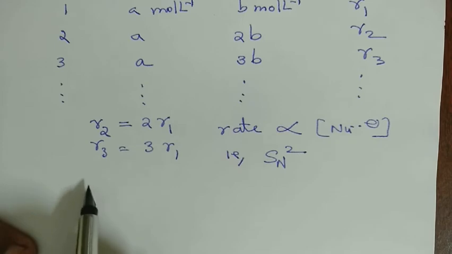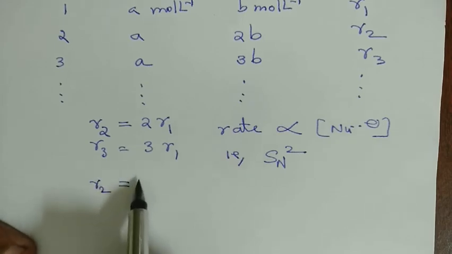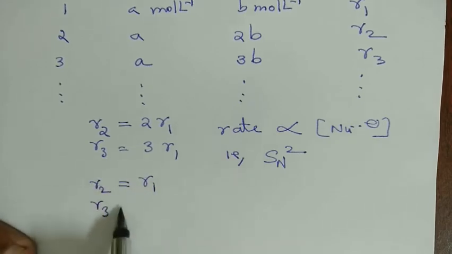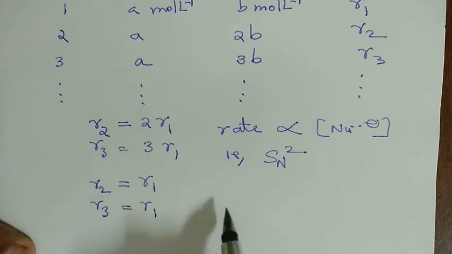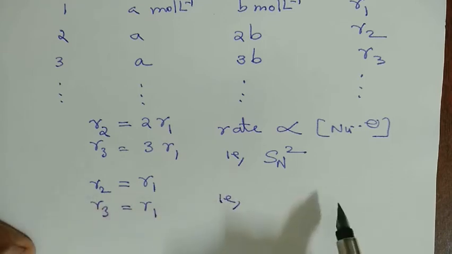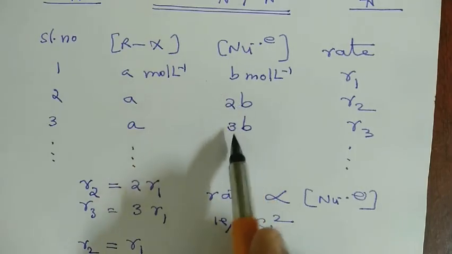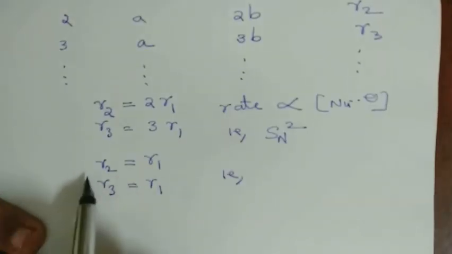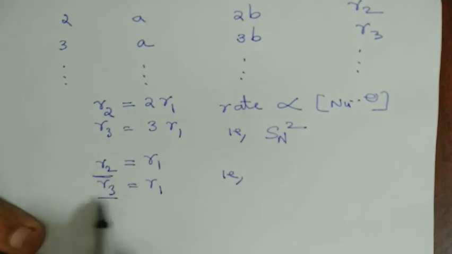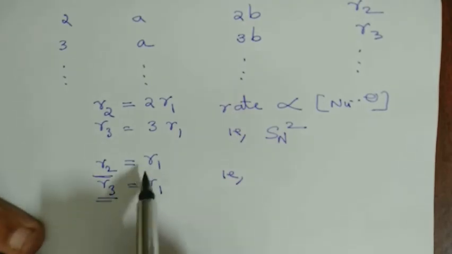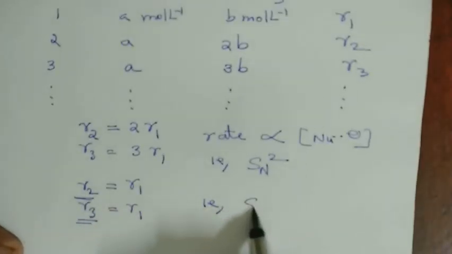Suppose the results obtained are like this: R2 is almost equal to R1, R3 is almost equal to R1, etc. In this case, it follows that rate is independent of the concentration of nucleophile. That is, changes in the concentration of nucleophile does not affect the rate. Both R2 and R3 are equal to R1. Hence, the mechanism is SN1.